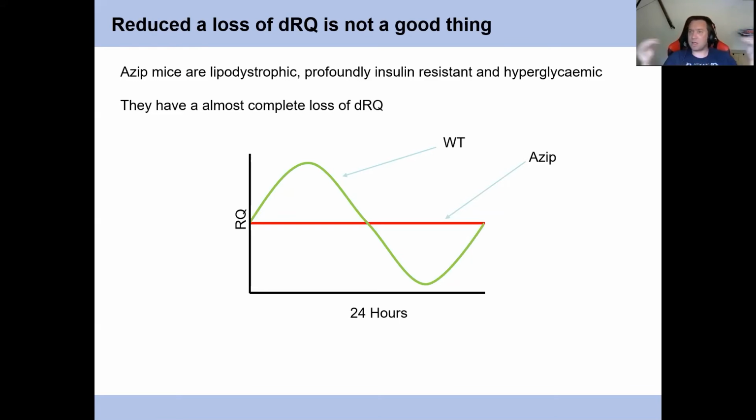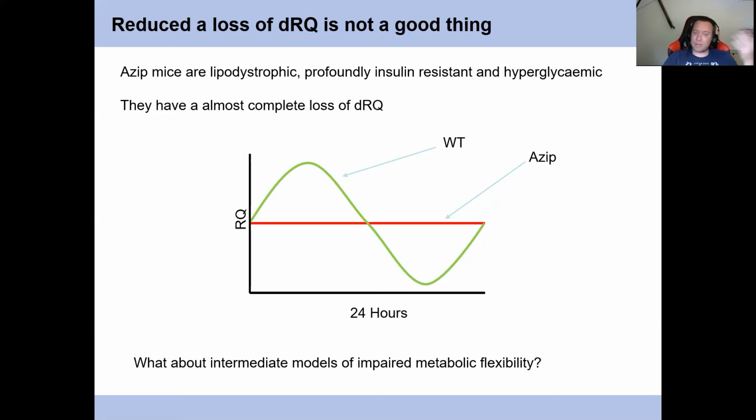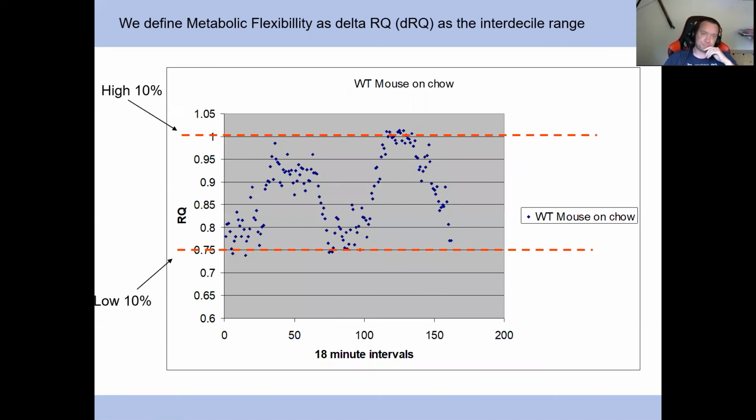And we can also get a biological example of one with absolutely no ability to fluctuate its respiratory quotient. But what about the intermediate models of impaired metabolic flexibility, right? So where we're not looking at mice as extreme as the AZIP, it's not very hard to tell that those are sick, but looking at mice with more subtle impairments, what can we learn from metabolic flexibility in these cases?